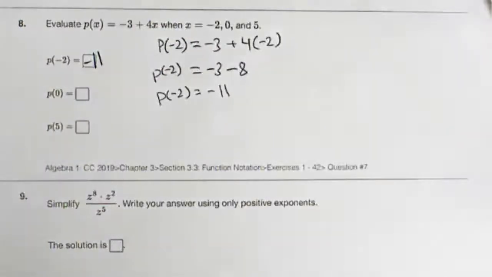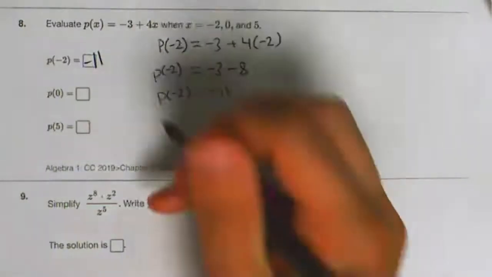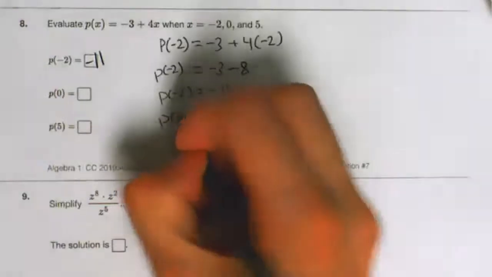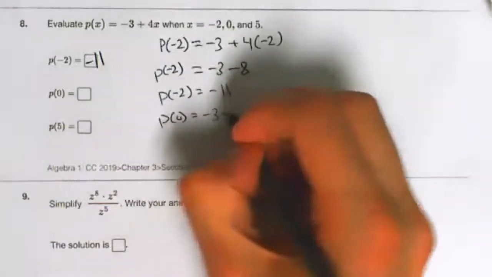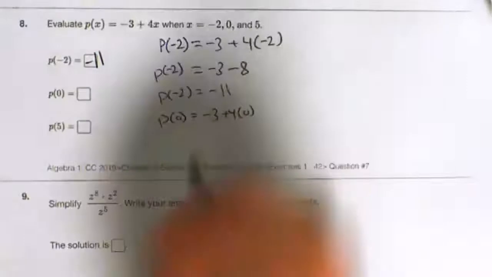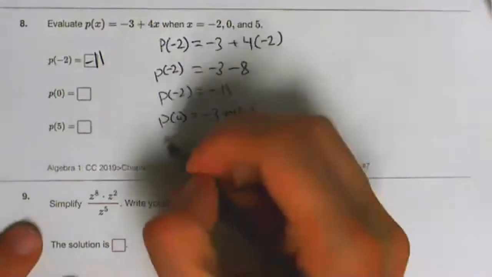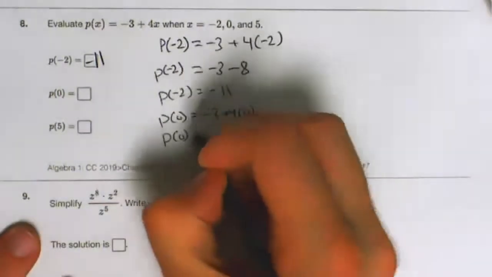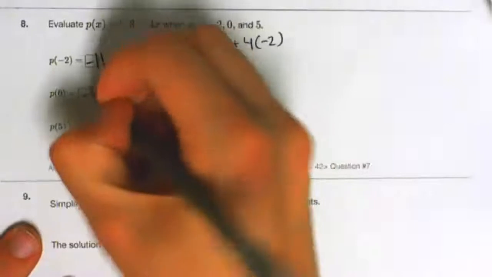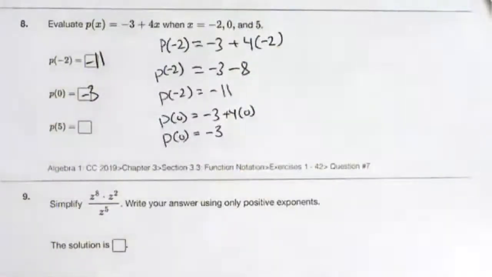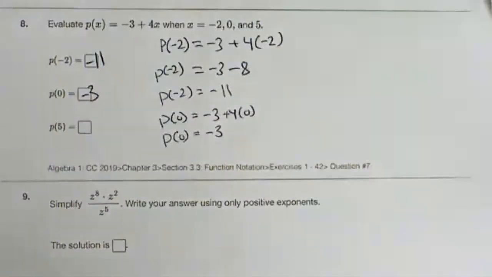Let's go ahead and look at the second one, p of 0. P of 0 is equal to -3 plus 4 times 0. Once again, we replace x with 0. Conveniently, 4 times 0 is 0. Therefore, p of 0 is equal to -3. Nice. That one was the easiest part of what I'm hoping will end up being a very easy problem.